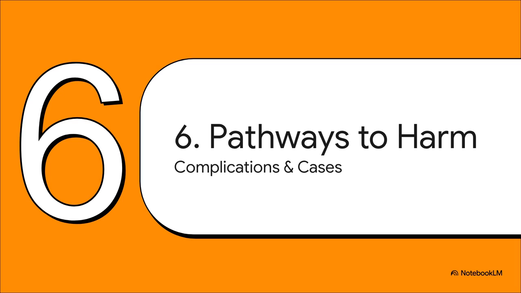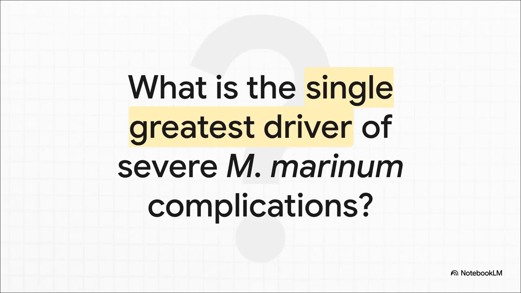Okay, our final section, pathways to harm. How do these infections go from being a manageable problem to a serious limb or life-threatening one? As we'll see, a lot of the time, the biggest danger isn't the bug itself, but the time we waste getting to the diagnosis. So let me ask you this. For M. marinum, what's the number one thing that turns a simple skin lesion on a finger into a deep, destructive infection involving tendons and bone? What's the biggest driver of that terrible complication?